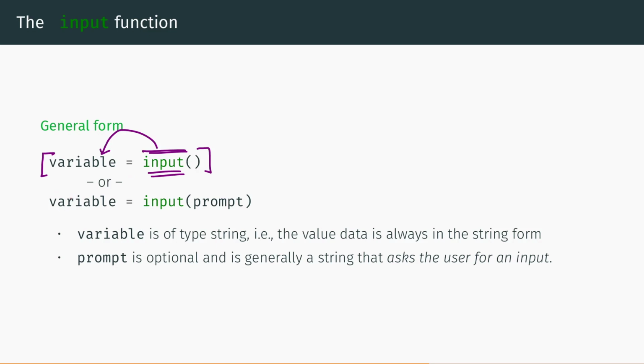The second general form is variable equals input, and within parentheses you have a prompt. We have a prompt, okay? The prompt is optional, as we have seen, so we can have input without prompts as well. Okay, no prompt. But it's generally nice to have an input with a prompt.